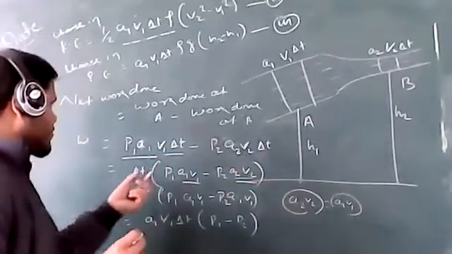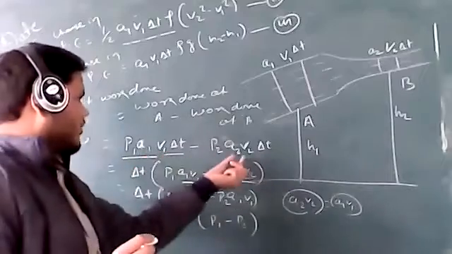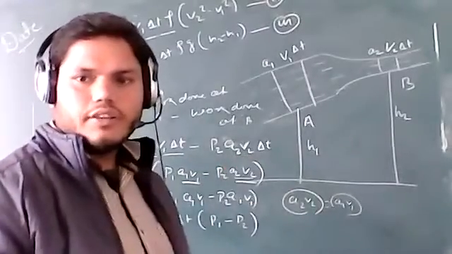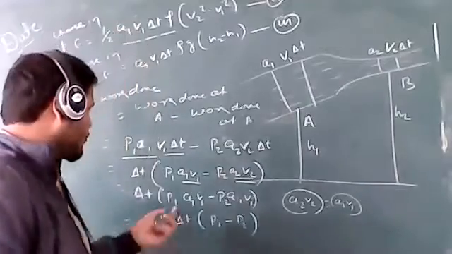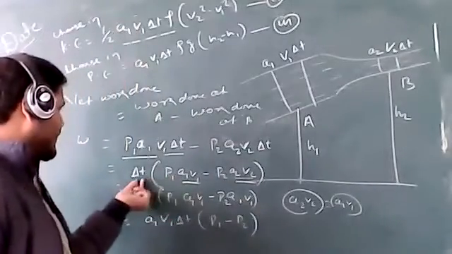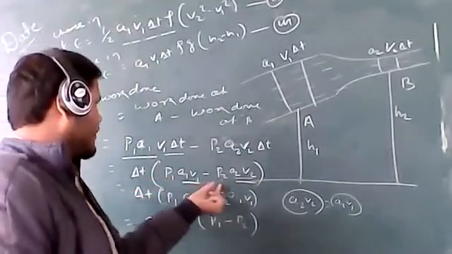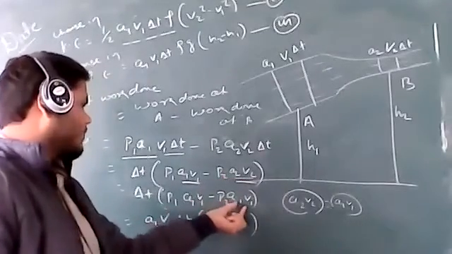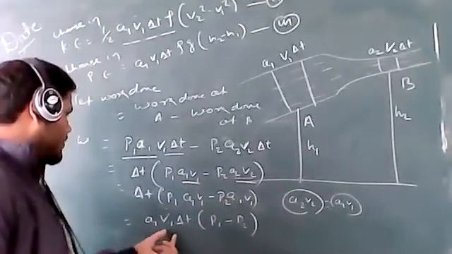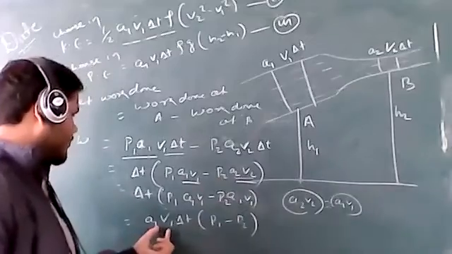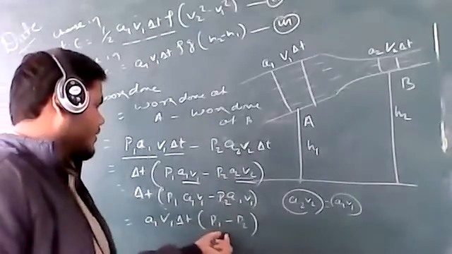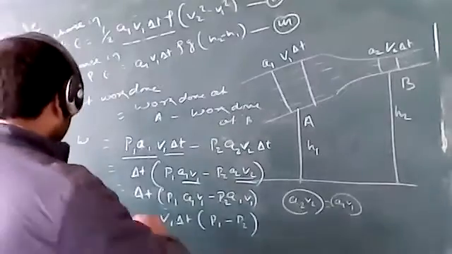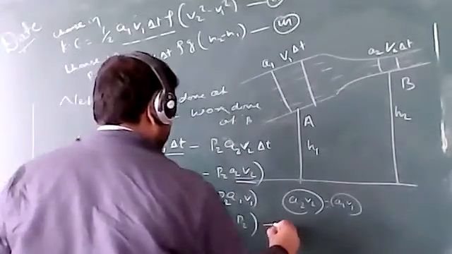As we know, A1 V1 equals A2 V2 from the equation of continuity. So delta T into P1 A1 V1 minus P2 A2 V2. In place of A2 V2, we can also write A1 V1. If we take A1 V1 delta T as common, what is the remaining? P1 minus P2. So this is the net work done, equation number 4.